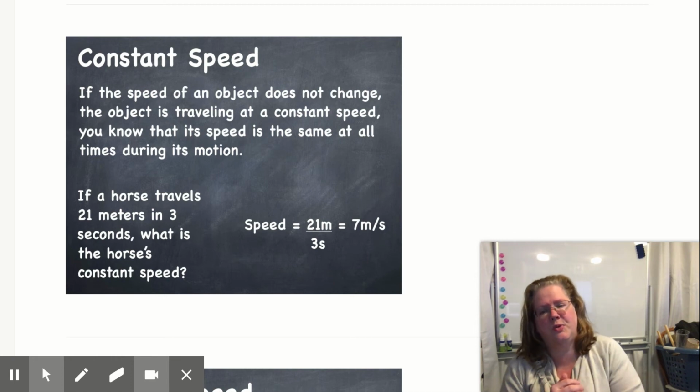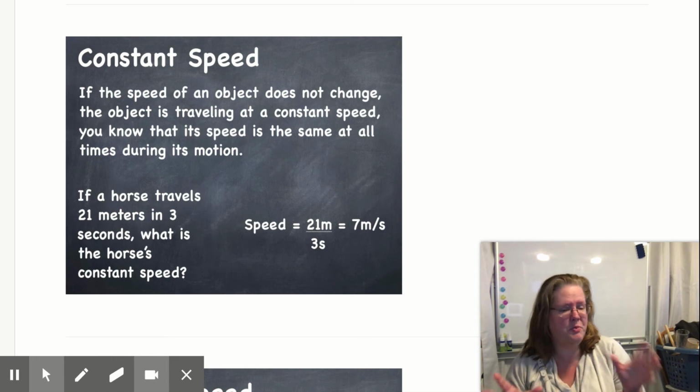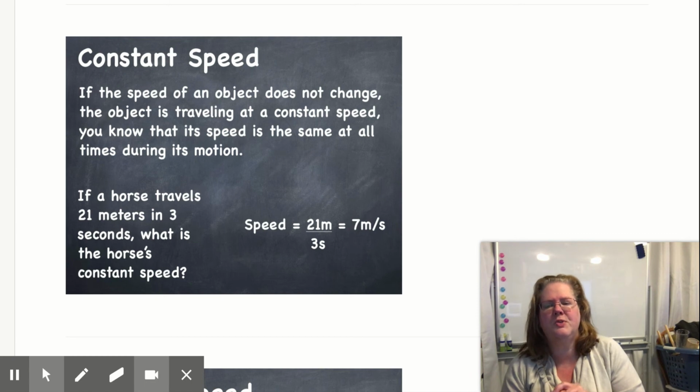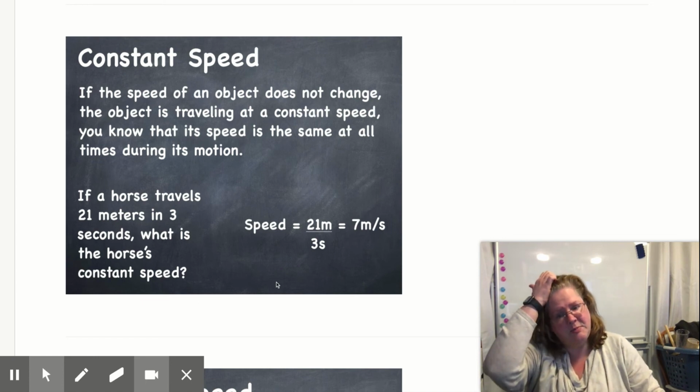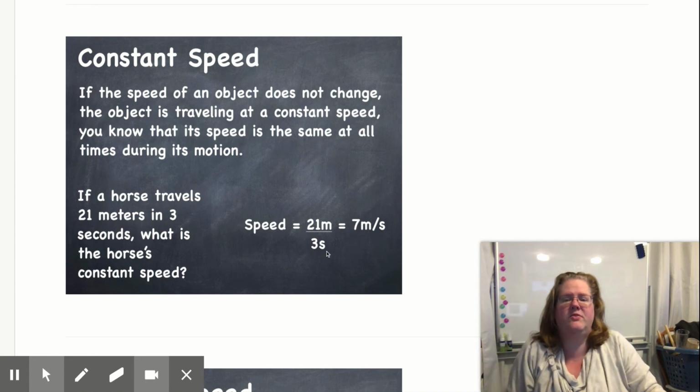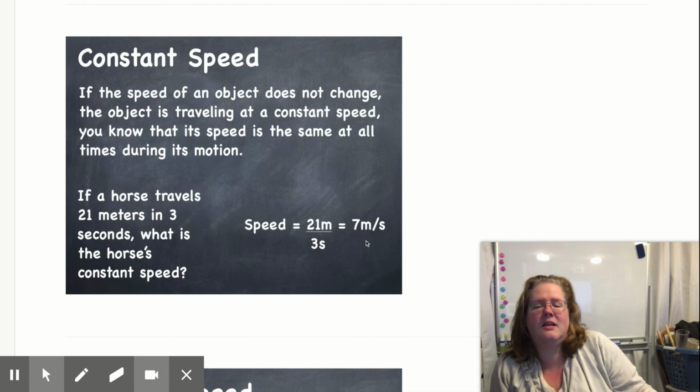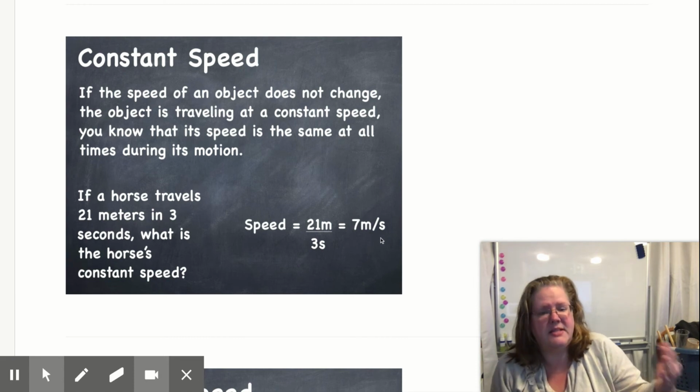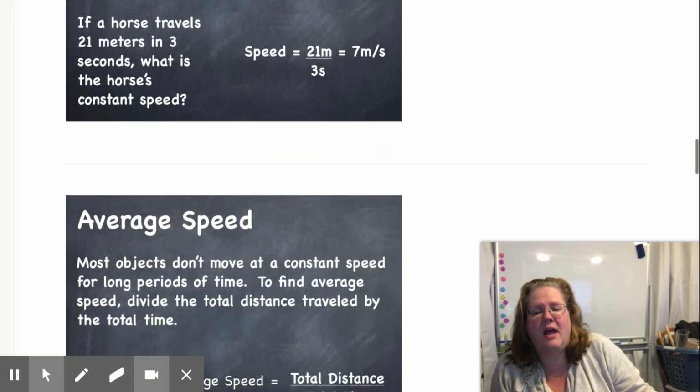But let's say a horse could travel at a constant speed, and for a brief period you can. If a horse travels 21 meters in 3 seconds, what's the horse's constant speed for those 3 seconds? Well, I would set it up just as a speed problem. 21 meters divided by 3 seconds means its constant speed for those 3 seconds is 7 meters per second. That's a constant speed over that span of time.